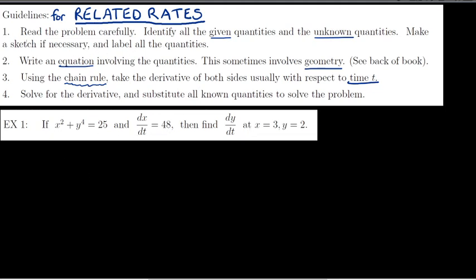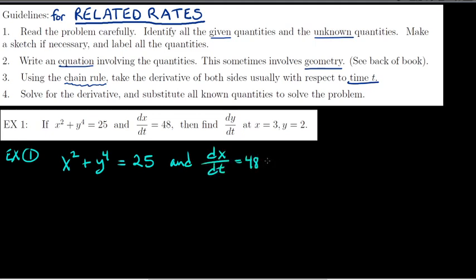In this one the equation is given, so there are no pictures here. This should be pretty straightforward. The equation is, and let me just copy it down here. So this is example 1. The equation is x squared plus y to the 4th is equal to 25. And we're given the following information, that the derivative of x with respect to t is 48. And we want to find the derivative of y with respect to t for x equals 3 and y equals 2.